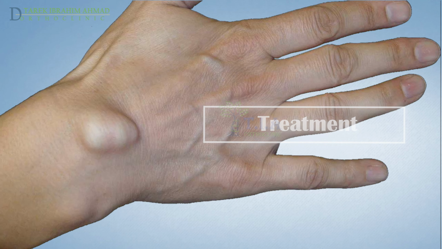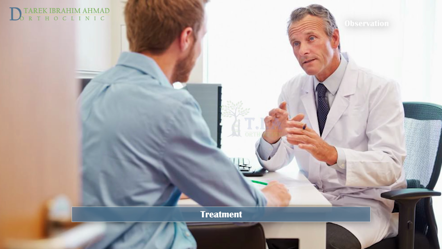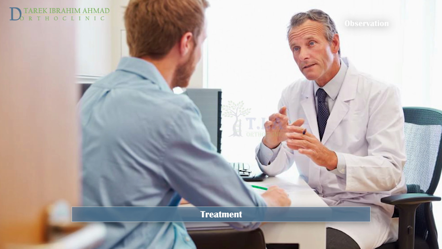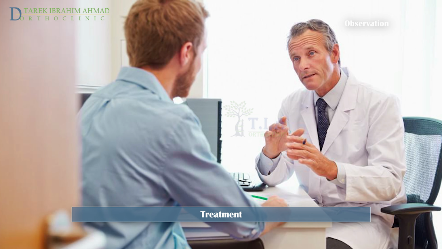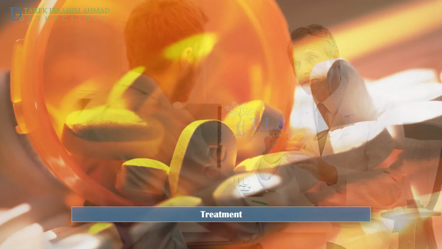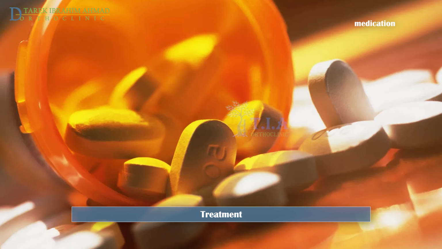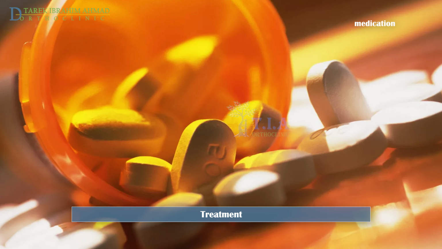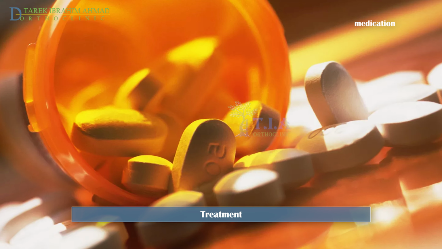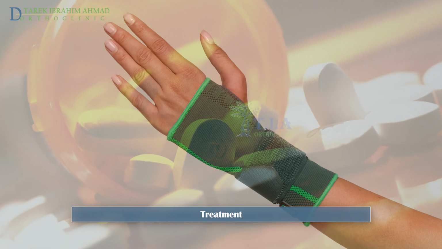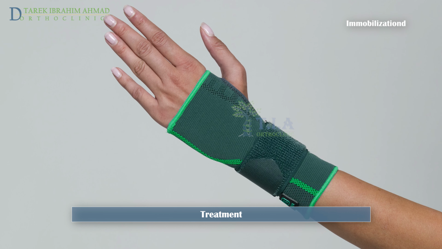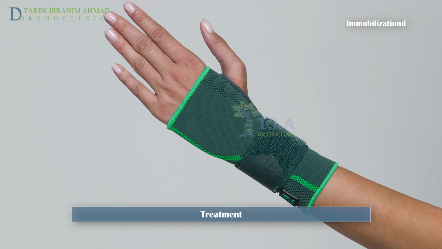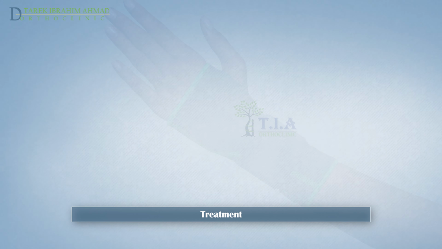Treatment. Ganglion cysts often go away without treatment. If the cyst doesn't cause pain or discomfort, treatment isn't necessary. Anti-inflammatory medication may minimize swelling, easing mild levels of discomfort. Splints or braces offer support and stop you from moving the affected area, reducing swelling and pain.